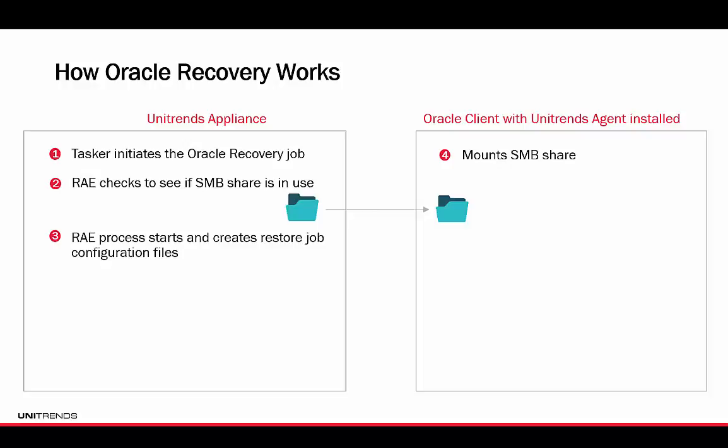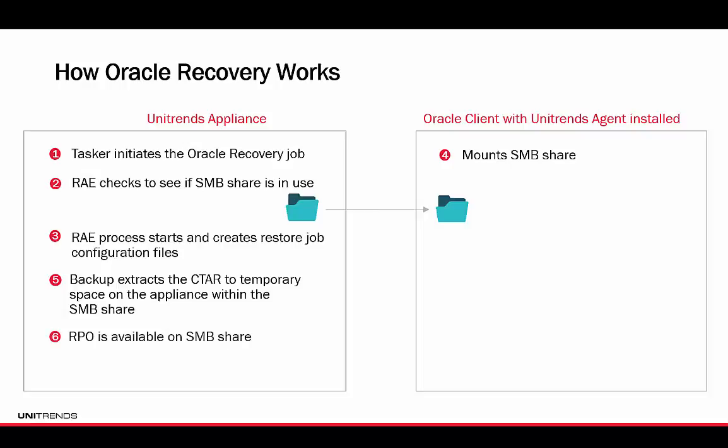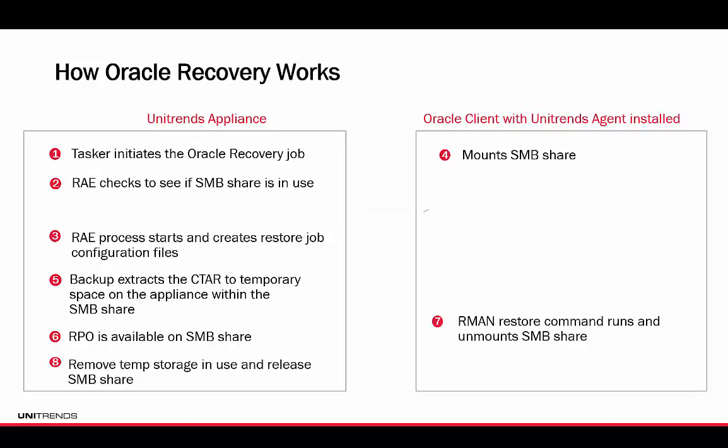All right, then the Oracle client is going to mount that share, and it's going to do the restore from that share by extracting the CTAR to temporary space within the appliance share once again. Now it's all open on the share. RMAN then restores it running off that share, and it unmounts the share when it's done. Then the temporary storage and the share on the appliance side are removed once that job is completely done. The agent's just going to unmount it, and then the appliance is going to clean up after itself.